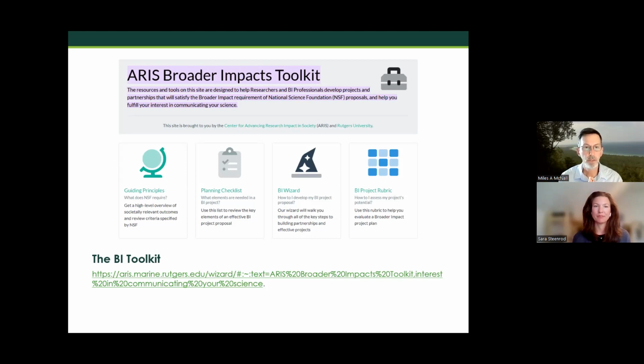There's also this wonderful planning checklist. It helps you think about what are the key elements of a BI project. The BI wizard, as you work your way through it, helps you build your BI project proposal. It actually spits out a draft proposal at the end. And then there's a rubric you can use to assess your project's potential and how it's likely to fare in the proposal review process.